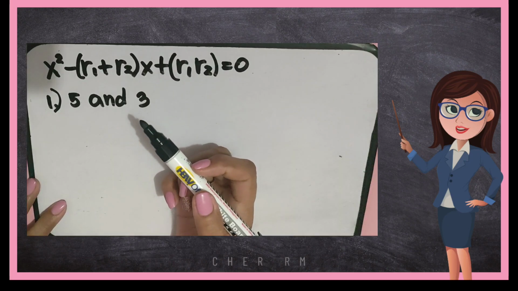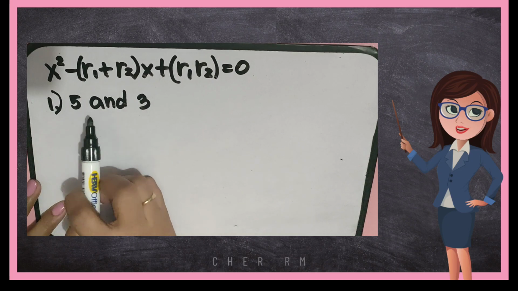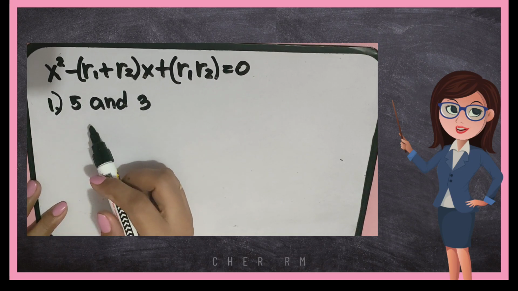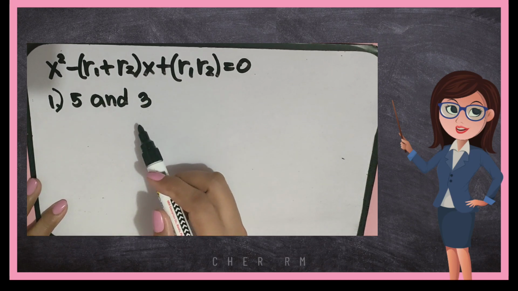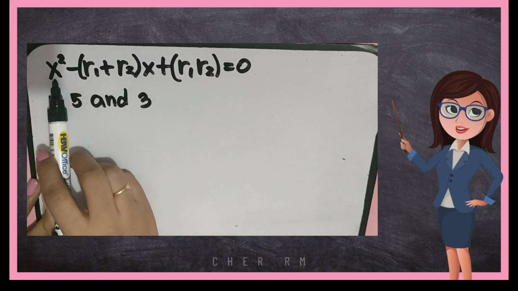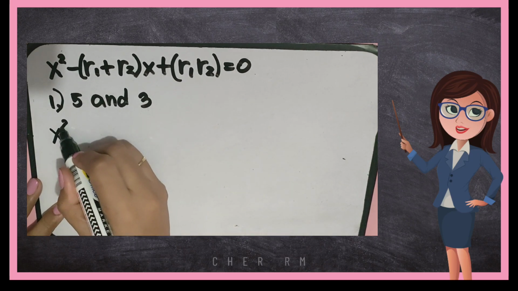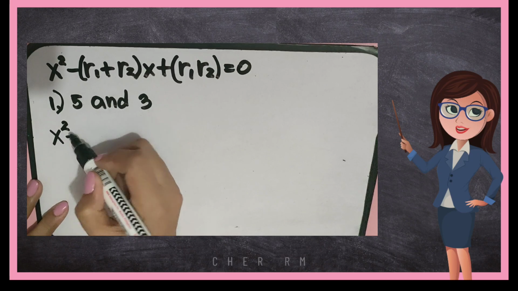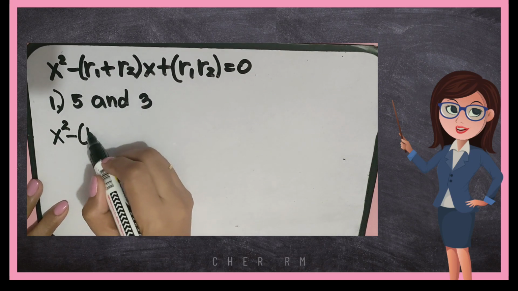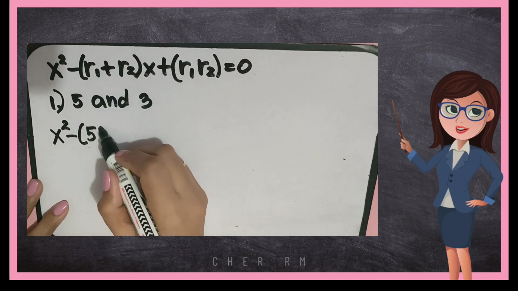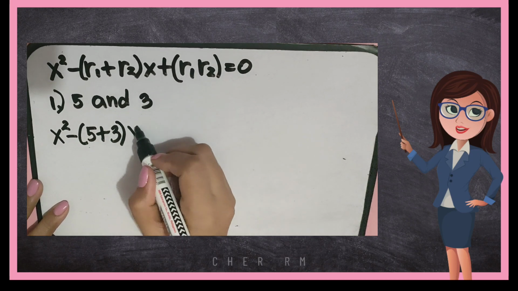Okay. So let us have an example. So we have 5 and 3. Let us write the quadratic equation given a pair of solutions, which is 5 and 3. First, you will rewrite x squared. So we have x squared, then copy the negative sign, parenthesis, then add the roots. We have 5 plus 3, then copy x.